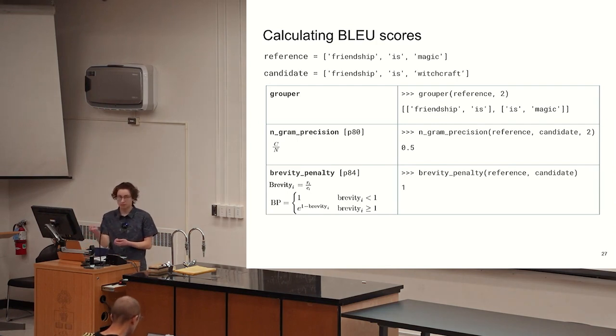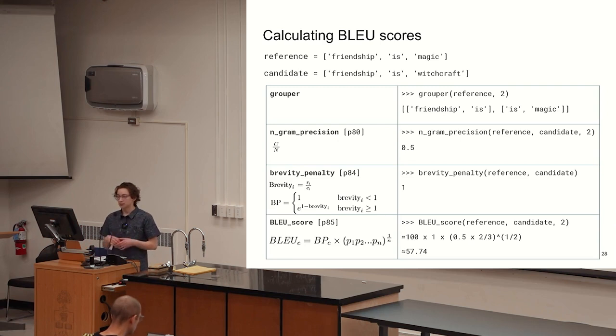The next one is the brevity penalty. What this does is it's intended to penalize translations that are very, very short, but in this case they have the same length, so it's just a multiplier of 1, so no penalty is applied.